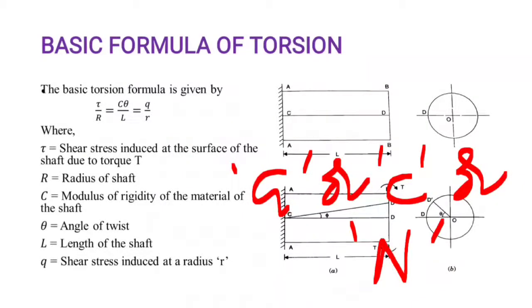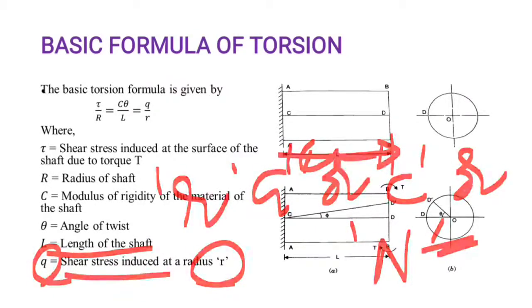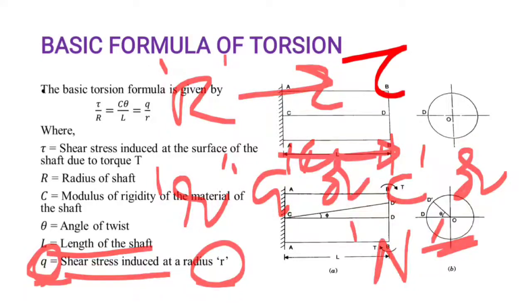Whatever may be the symbol, they denote the same, which is the modulus of rigidity of the material only. Theta is the angle of twist, as we can see from this diagram, and L is the length of the shaft. Small q is the shear stress induced at a radius r. At capital R, the shear stress induced is tau.